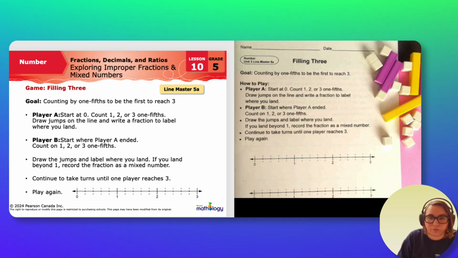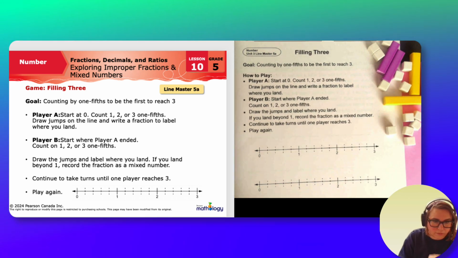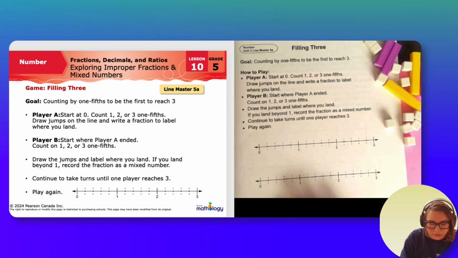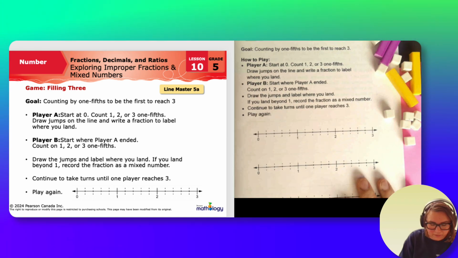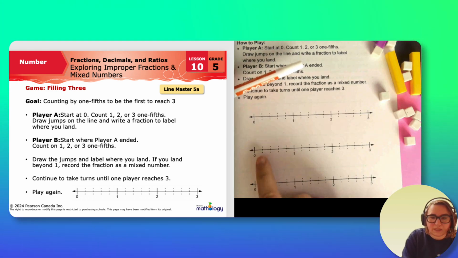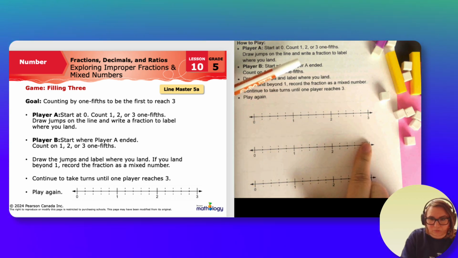So you can have 2 players as player A and 2 players as player B if students need to work together. On the board, you have the instructions, as well as on our sheet. You can give kids a bigger number line if that's what they need. And we have 3 game boards, so we can play this game 3 times.